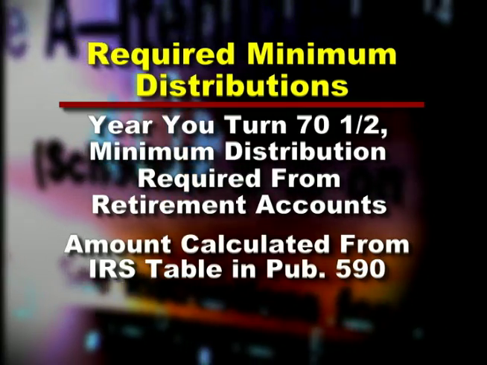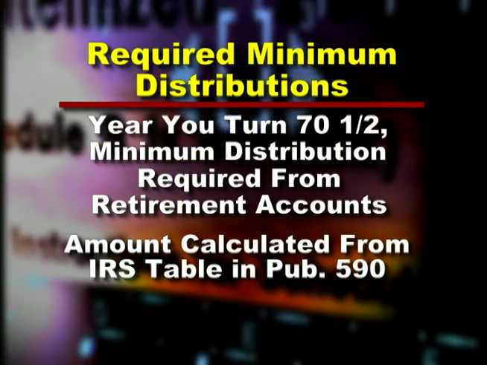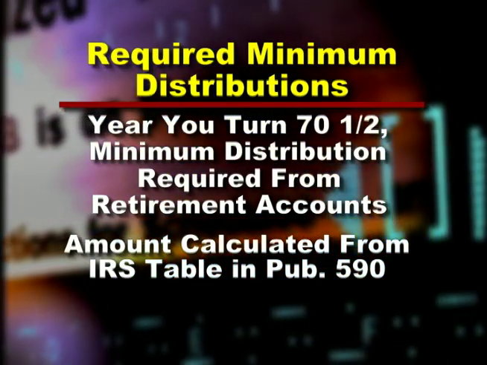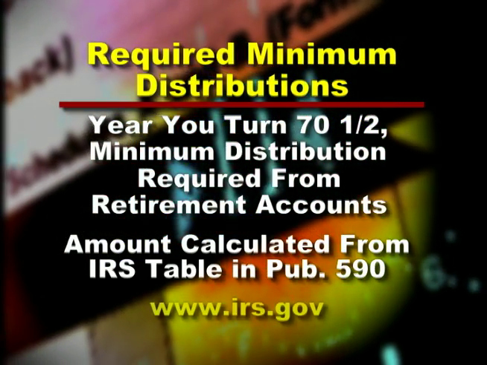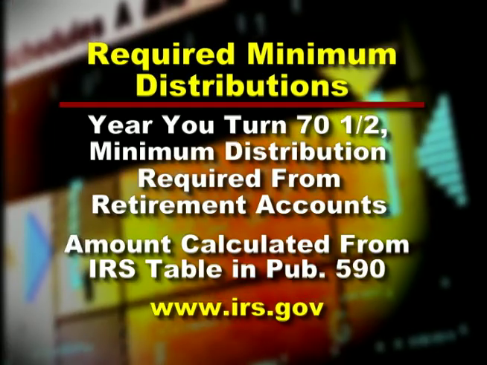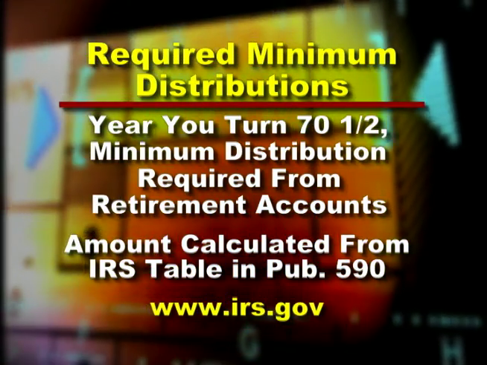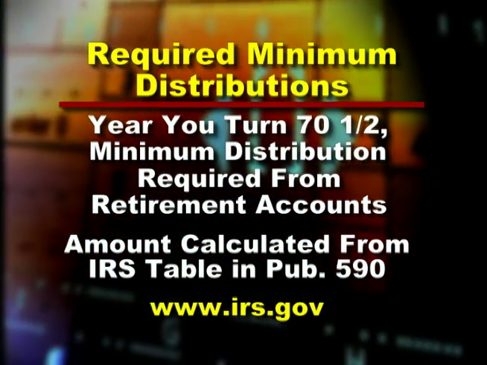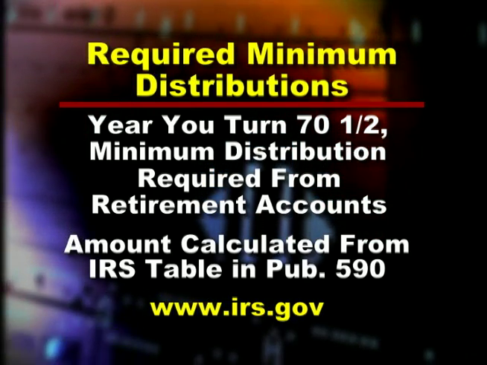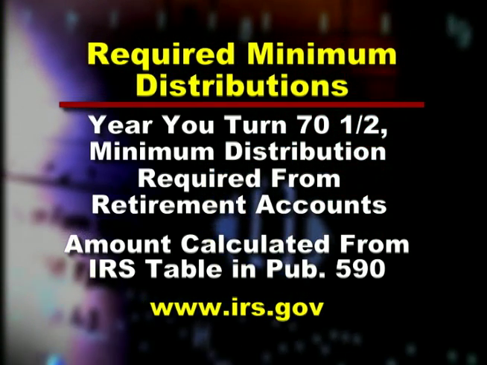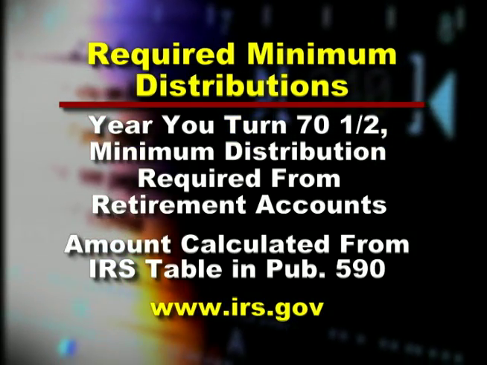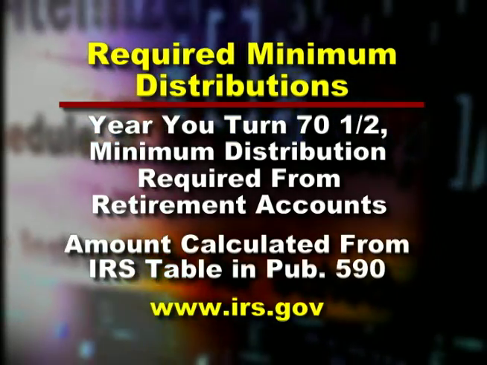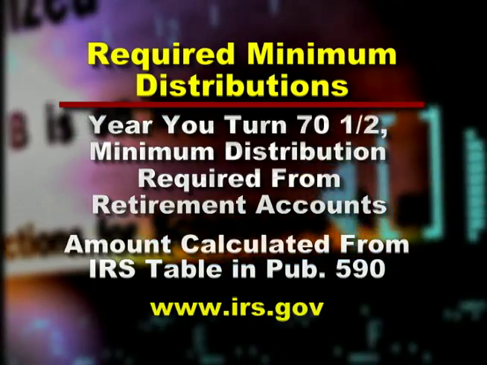The actual amount of this required minimum distribution is calculated using an IRS table available in IRS publication number 590. You can download a copy of this publication 590 free from the IRS at the IRS website, www.irs.gov. The calculation is based on the factor from the IRS table and is applied to your total retirement account balance as of December 31st of the prior year.